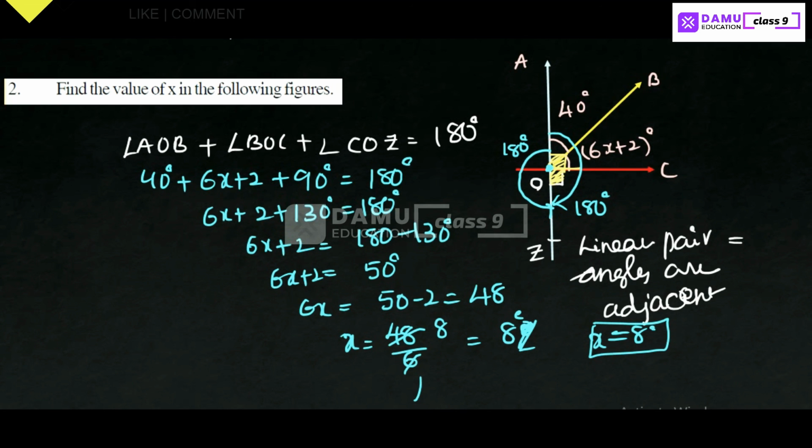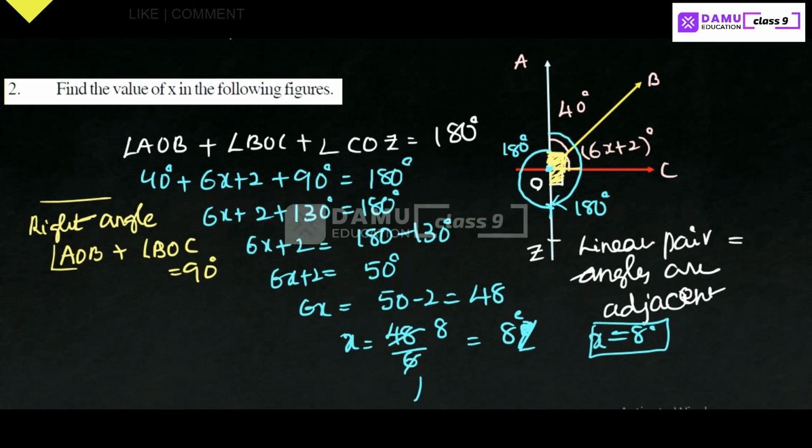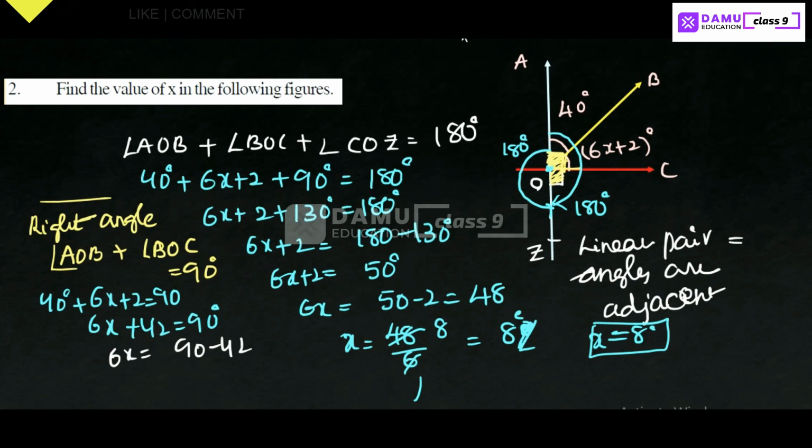Or another method is there. Simply you can go with the right angle. So that is the right angle. So here angle AOB plus angle BOC will be equal to 90 degrees. If two angles are added, then we are forming 90 degrees. So let's take 40 plus 6x plus 2, that will be equal to 90 degrees. So 6x plus 42 will be equal to 90 degrees. Then 6x will be equal to 90 minus 42, that is 48. Then x will be equal to 48 by 6, 6 eights are 48. So like this also we can get 8 degrees here.